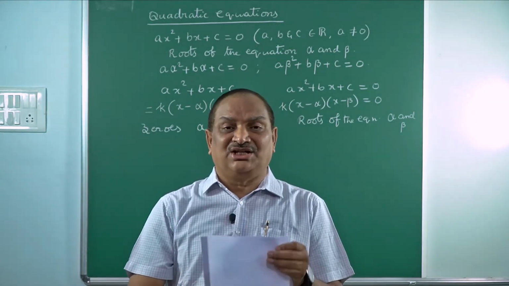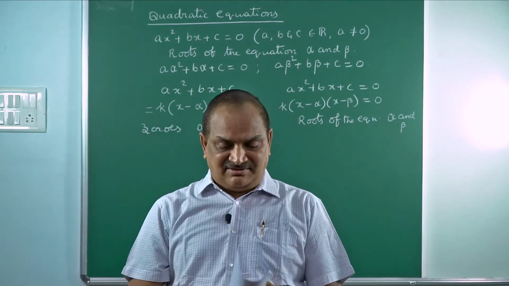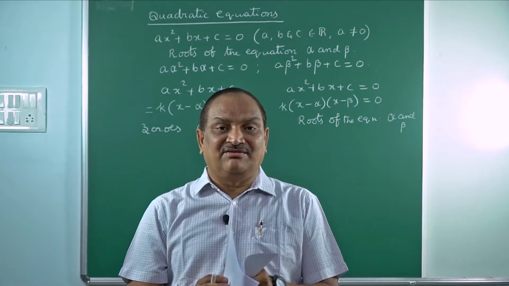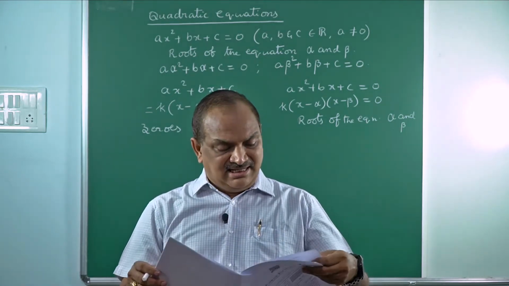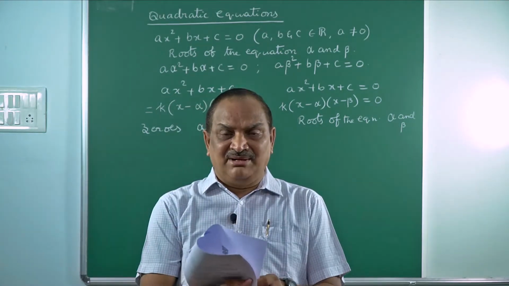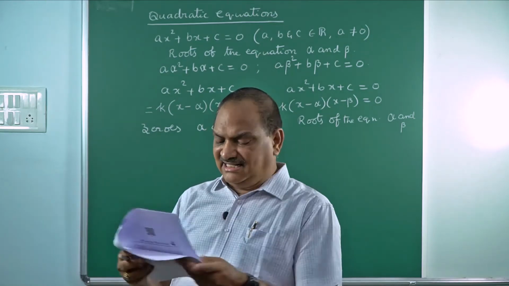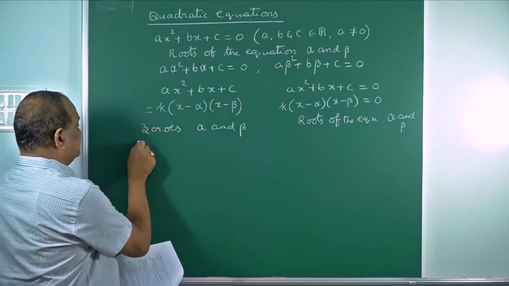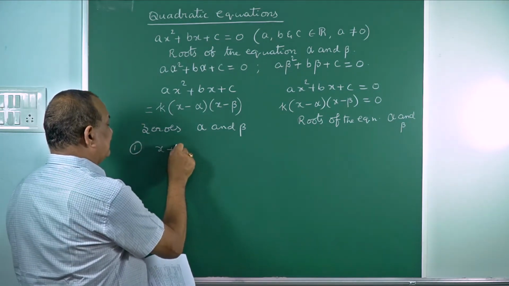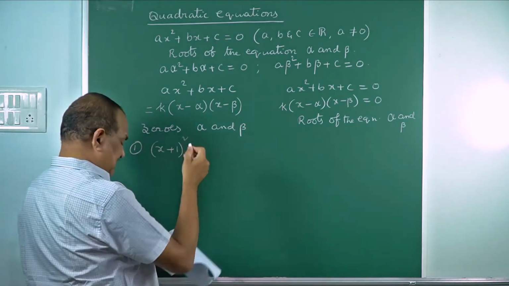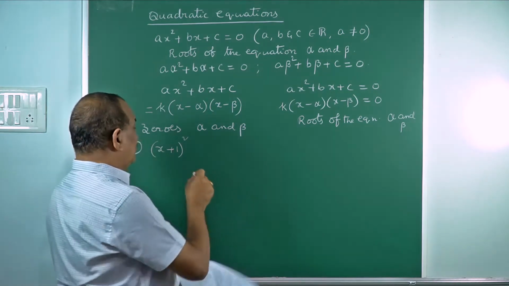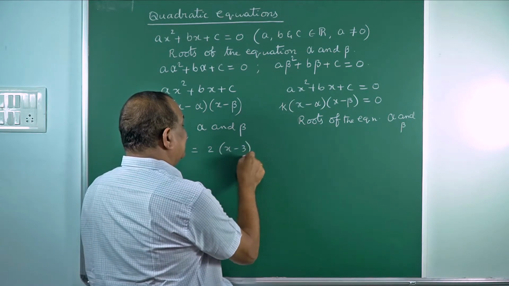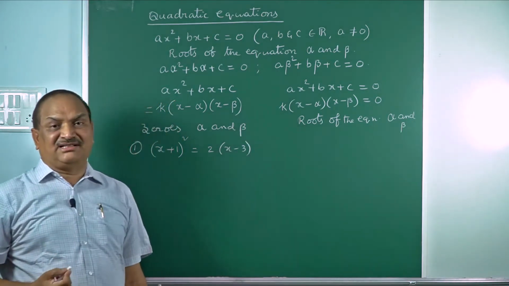He wanted you to check if they can make a quadratic equation or not. That's the first exercise we have got. He will give you an equation, and you simplify it and check if that can be a quadratic equation. He said (x plus 1) whole square is equal to 2 times (x minus 3). The question is, is this a quadratic equation?